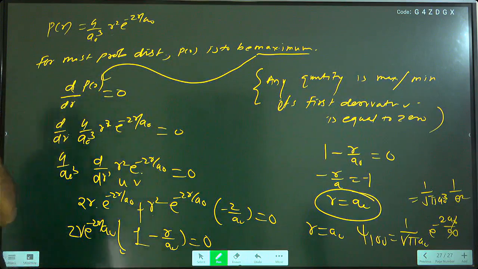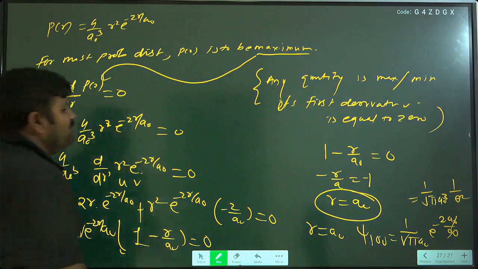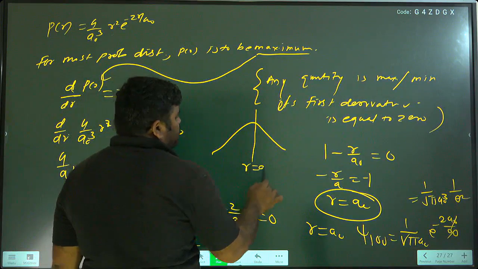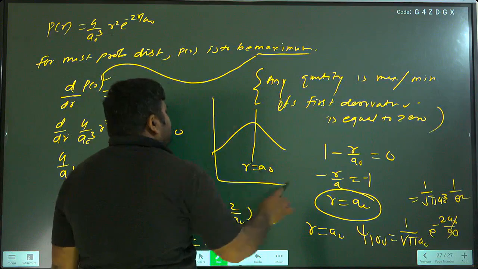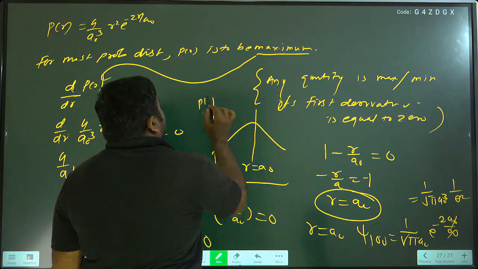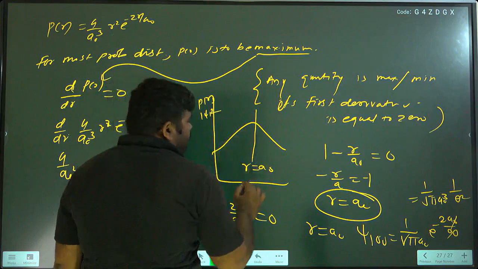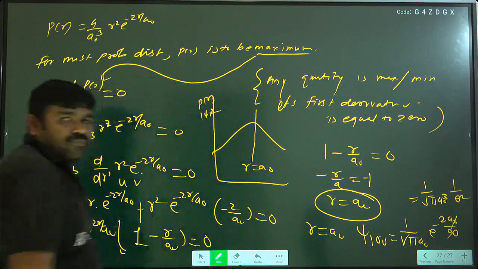अरे समझ में? मतलब जो भी nature रहेगा, this nature will be maximum at what distance? That r is equal to a0. This is the probability density, मान के चलिए mod psi of r, and mod psi square is max at what value? R is equal to a0. समझ में आ रहा है?